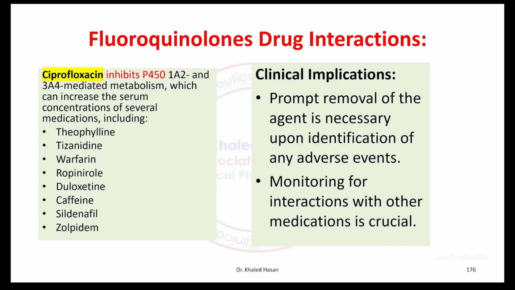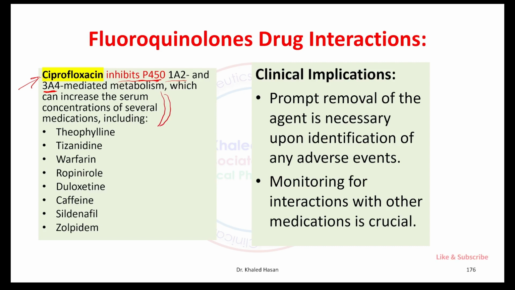Okay, speaking about fluoroquinolone drug interactions, this is important because we need to take it into consideration when you prescribe fluoroquinolones to your patient. You need to take the drug history from your patient. You need to ask your patient, do you take any medication? And we need to explain why it's important to ask about the drug history. For example, ciprofloxacin inhibits cytochrome P450 1A2 and 3A4, and these cytochromes are involved in the metabolism of several medications.